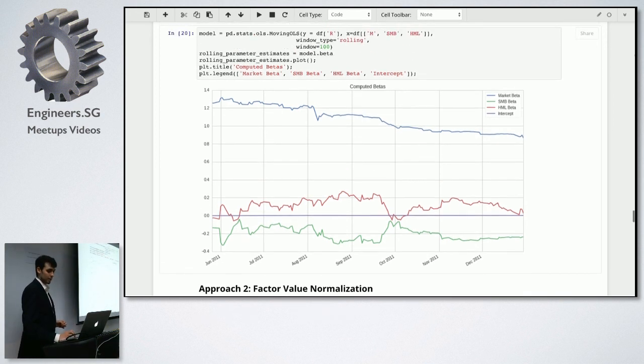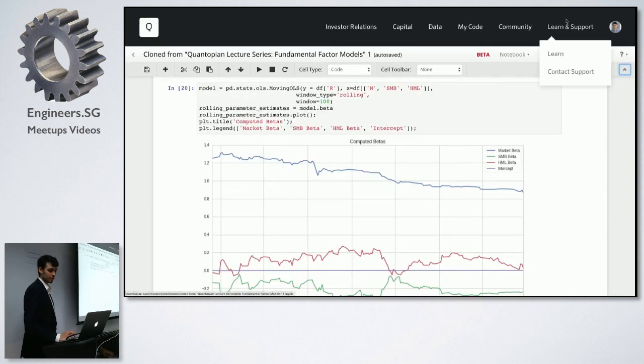Okay. So, how much time am I running on? 10 minutes. Perfect. Just wanted to check.